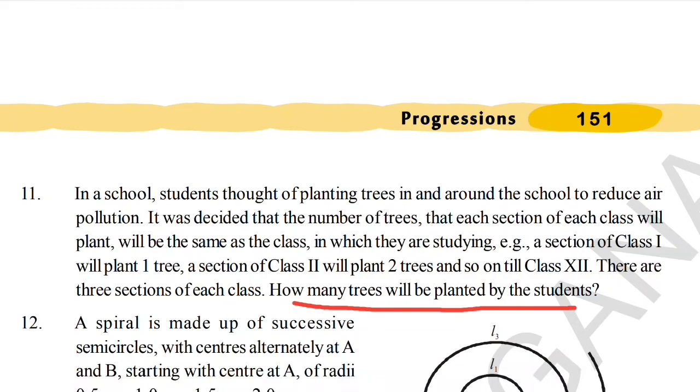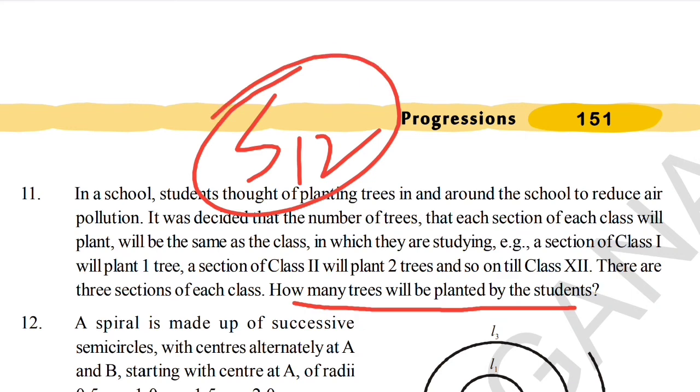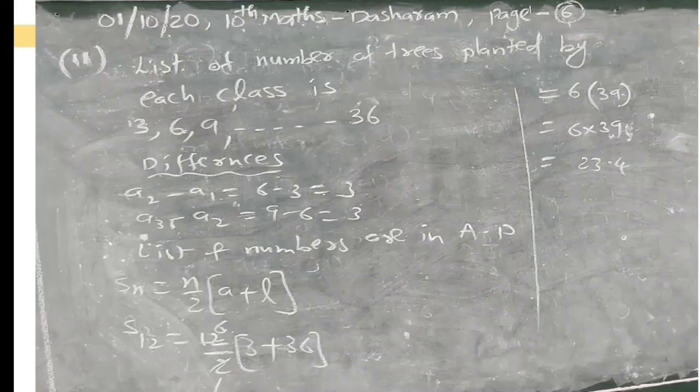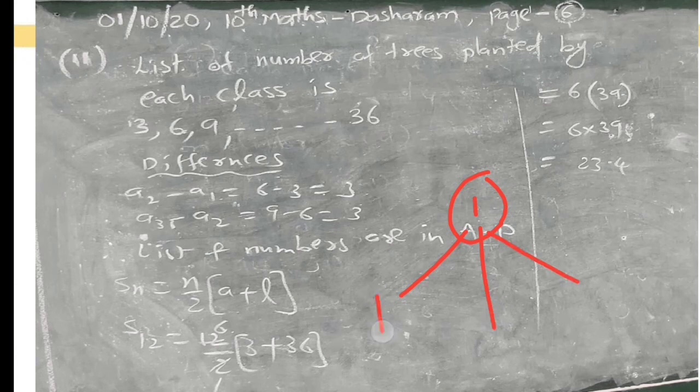That means we have to find out S12 because there are a total of 12 classes. So how many trees will be planted means we have to find out the S12 value. See here, in the first class, how many sections are there? In the first class there are 3 sections. Each section plants a number of trees equal to 1 because they are studying first class.